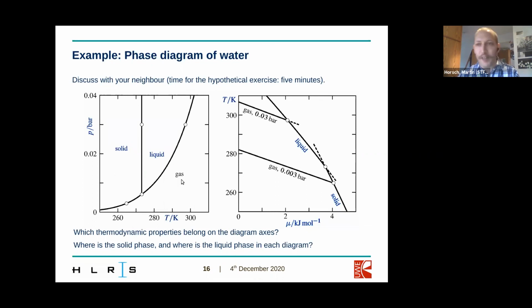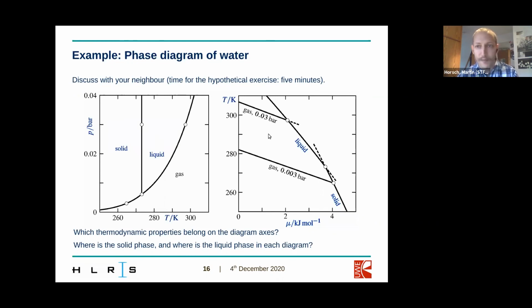The gas phase was already labeled. The shape of this curve, to people who know vapor pressure curves, already suggests that this is P over T. And at lower temperatures, you have the solid. At higher temperatures, you have the liquid. And there's the triple point where the liquid phase ceases to exist at equilibrium.